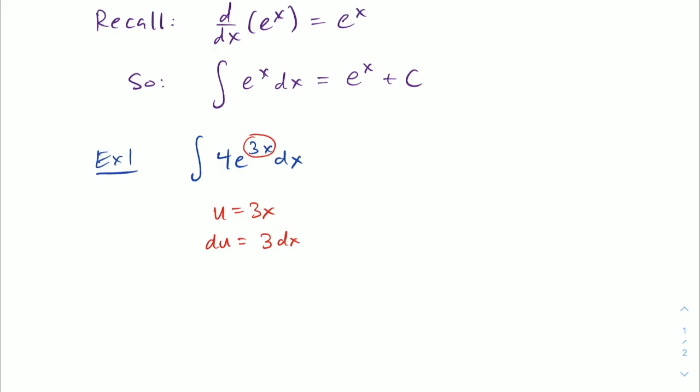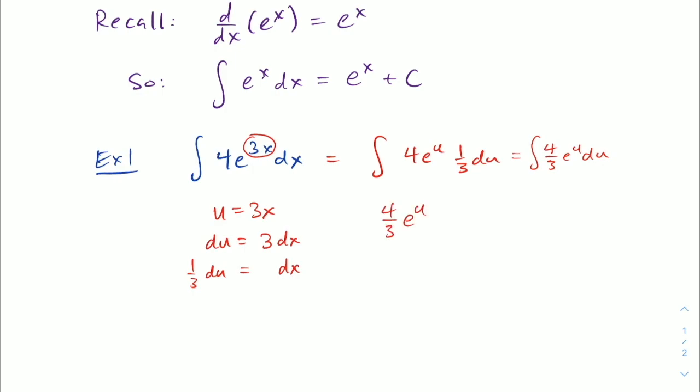Okay, so we're going to convert this integral to the integral of 4e to the u. And then we have this leftover dx, which we can adjust our du equation to get 1/3 du, writing that dx in terms of du. Then if we collect our constants, this becomes the integral of 4/3 e to the u du. That 4/3 is just a coefficient, so we'll have 4/3 e to the u plus c, using our formula from above. And then back substituting our 3x for u, we get 4/3 e to the 3x plus c.